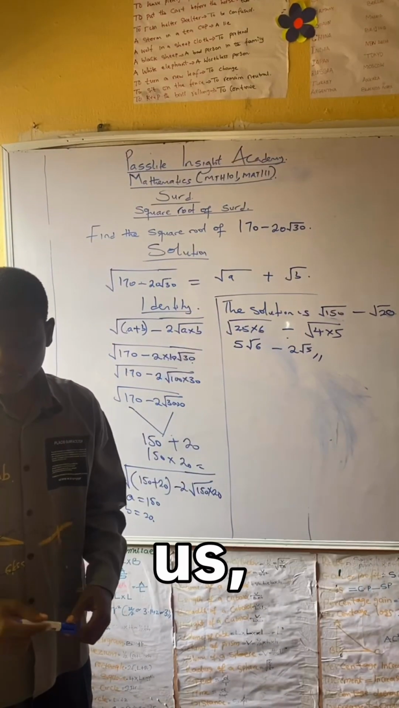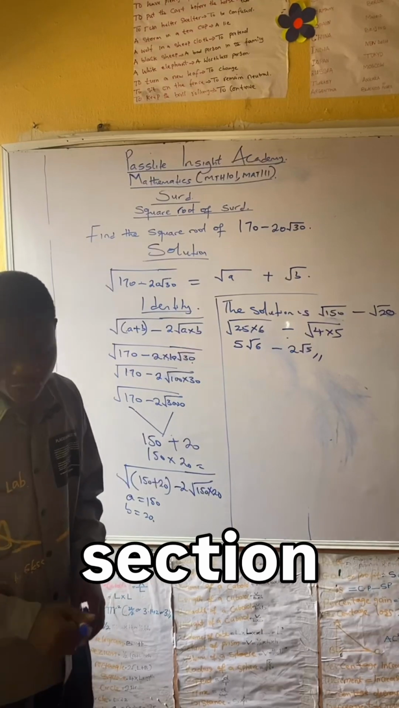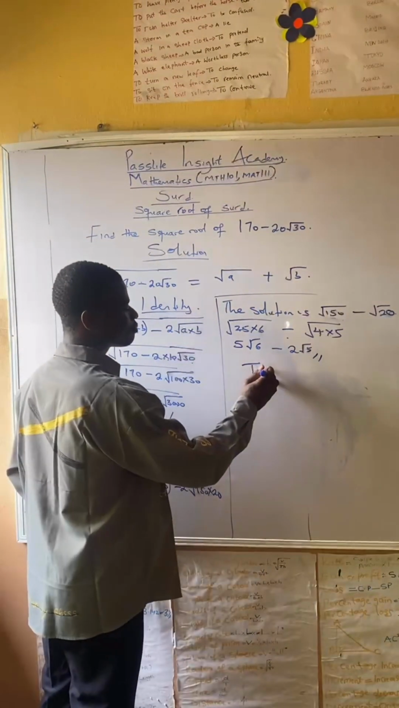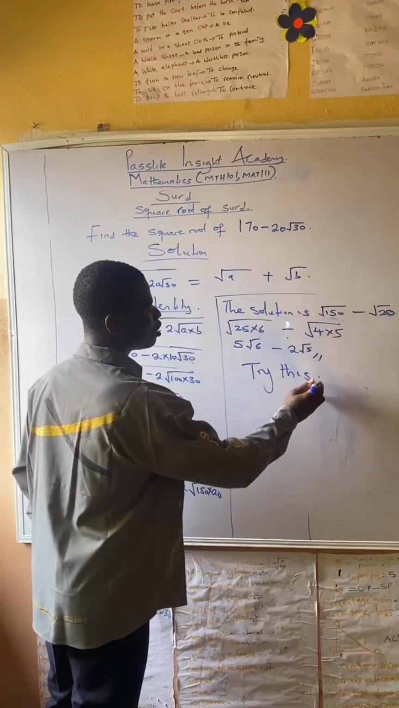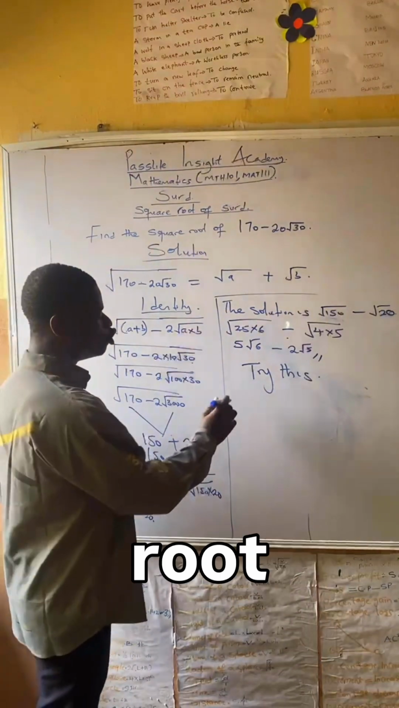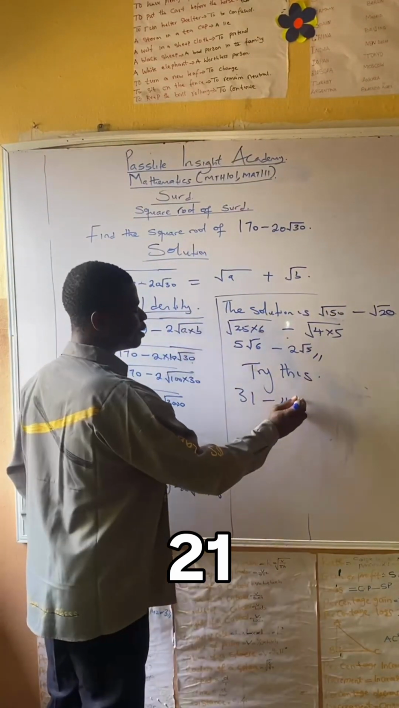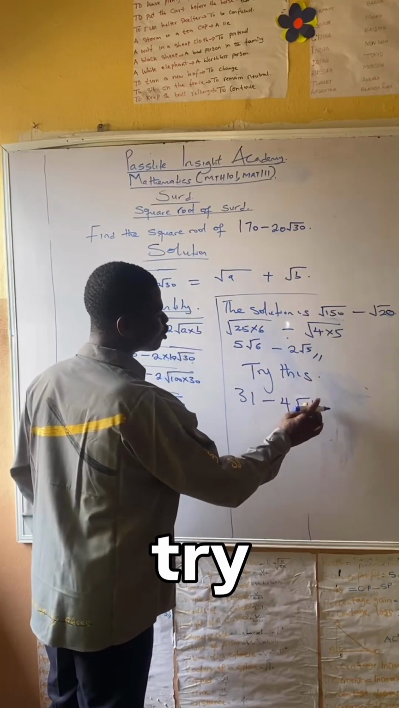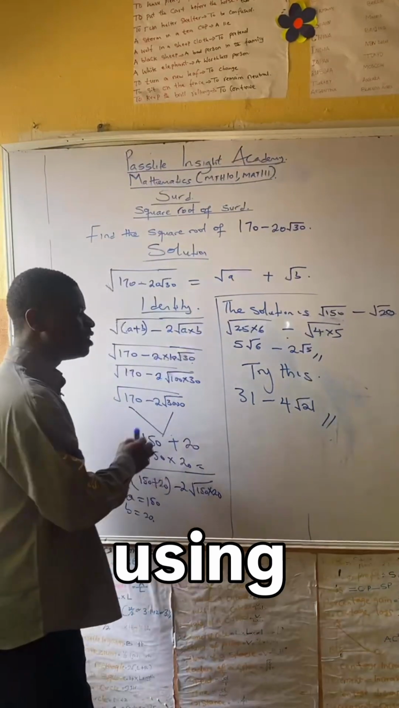So if you have been following us, try to solve this and put it in the comment section. Try this: 31 minus 4 root 21. Just try this and put it in the comment section using the same identity of surd.